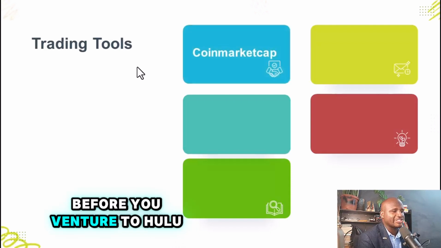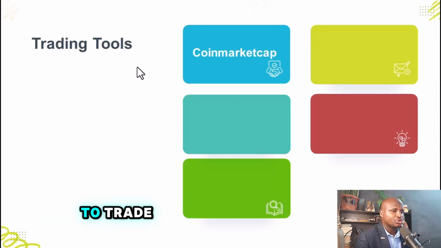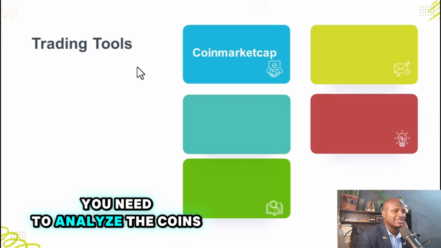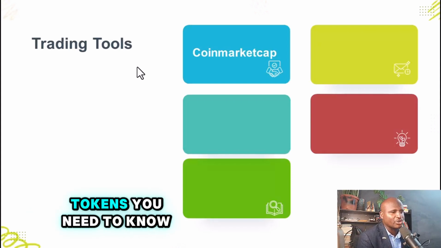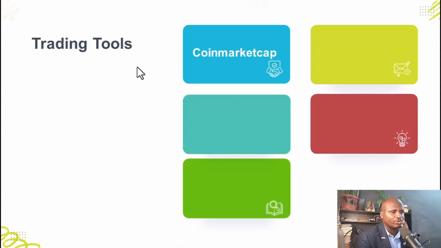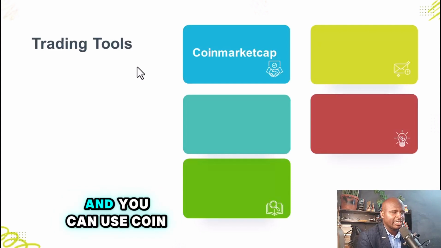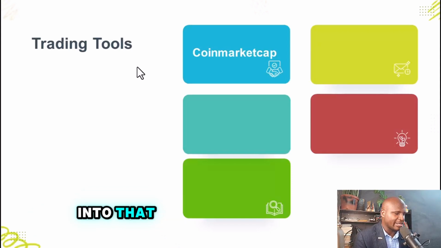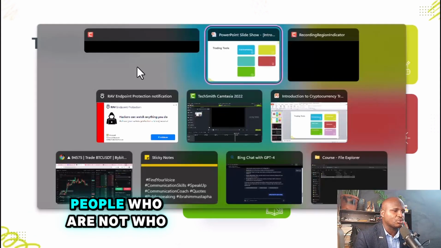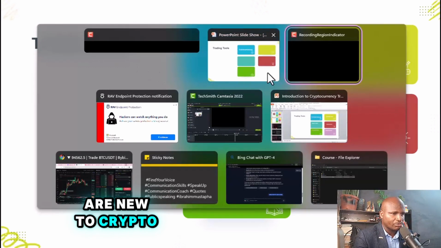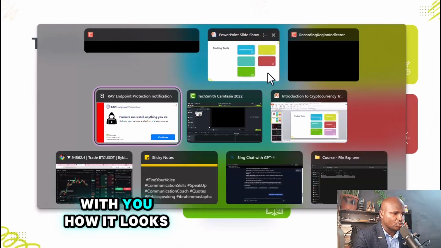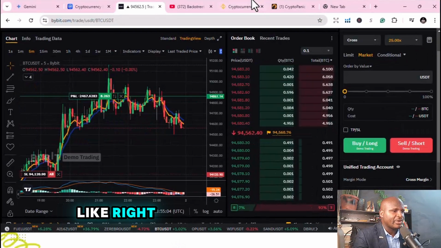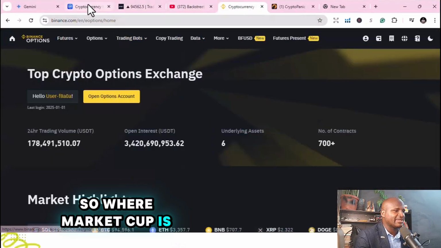Before you venture to hodl, to trade, whether you are a swing trader or day trader, you need to analyze the coins. You need to know the tokens. You need to know what it is that you want to trade with. And you can use CoinMarketCap to do analysis to know the authenticity of any coin before you venture into it. So for people who are new to crypto, I'm just going to share with you how it looks. Right. So CoinMarketCap is this way.